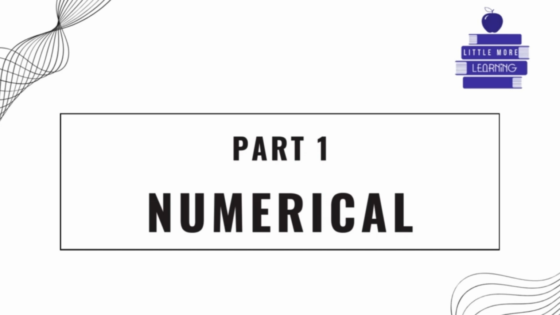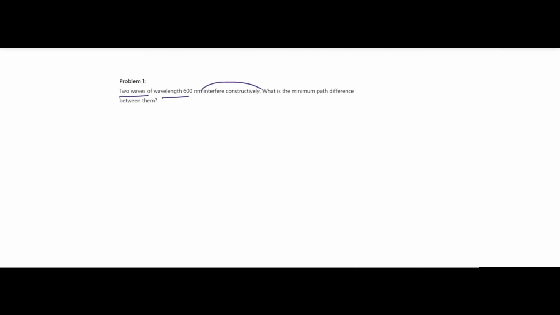Today we will start with Applied Physics 1 Numerical. Our problem 1 says that we are having two waves of wavelength 600 nanometer constructively interfered, and we have to find the minimum path difference between them.